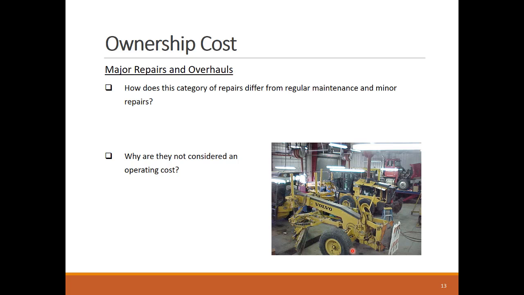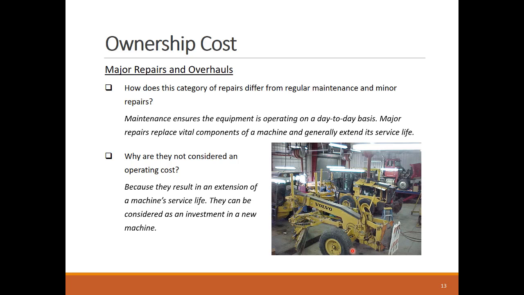The next component of ownership cost includes the expense of making major repairs and overhauls to the equipment. Overhauling an equipment can mean rebuilding its engine or hydraulic system. These costs are not considered under the operation costs, similar to regular maintenance. So why is that? Because overhauls result in increasing the value of the equipment, while maintenance keeps the value of the equipment to follow the manufacturer expected depreciation.